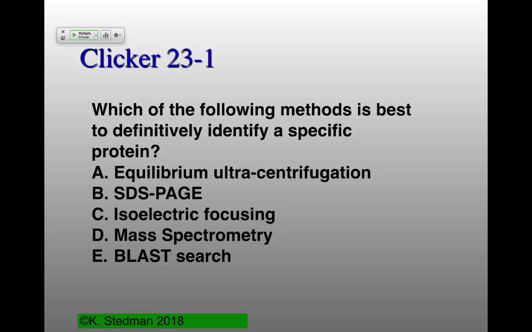So, which of the following methods is best to definitively identify a specific protein? Equilibrium density gradient centrifugation, SDS-PAGE, isoelectric focusing, mass spectrometry, BLAST search. And again, make your first best choice, and then we can go from there. Click, think, talk, click.